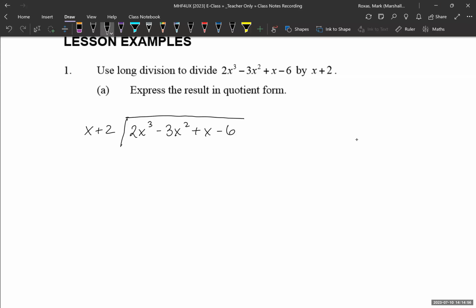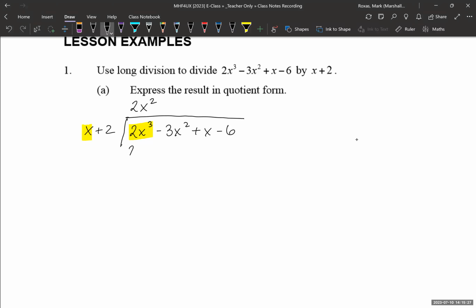Okay. And so the way this works is that I start with x and 2x cubed. So I'm going to write down, what do I have to multiply with x so that I get 2x cubed? Well, if I did 2x squared times x, I get 2x cubed. So that's the beginning of our quotient here, right? 2x squared, right? And 2x squared times x is 2x cubed.